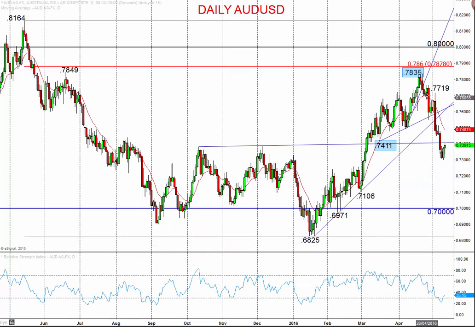For the Australian dollar, the break of 74.11 in here already last week on Friday, signifying a more negative tone into and through mid-May.